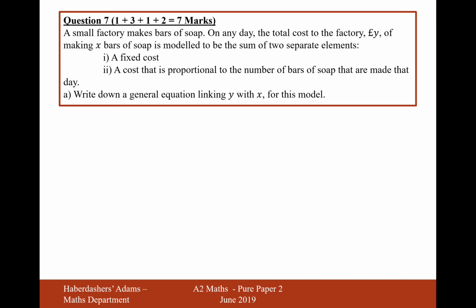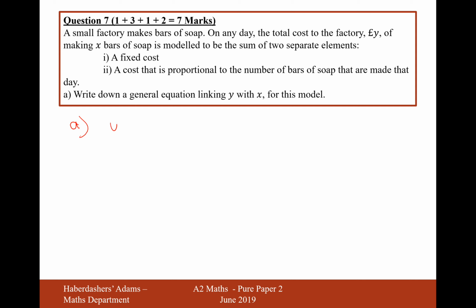We're on paper 2, looking at question 7. A small factory makes bars of soap. On any day, the total cost Y of the factory making X bars of soap is modelled by the sum of two separate elements, a fixed cost and a cost that is proportional to the number of bars of soap that are made that day. Write down a general equation linking Y and X for this model.